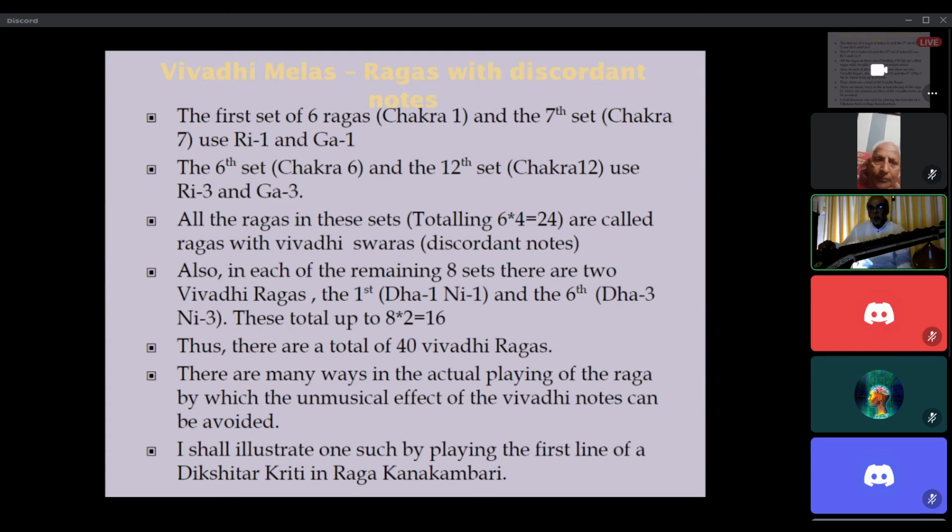So, what does Dikshita do? He uses Kanakambari, which means he uses all the notes of Kanakambari. However, he does not use the notes in such a way as to give an unmusical effect. And the greatness of Dikshita, and Karthik will certainly appreciate this, lies in the fact that he does this in the first line of his composition. You don't have to wait for the second line or the third line or the fourth line. In just the first line, he is giving you the full scale, but he is giving it to you musically. How does he do it? The song goes like this.